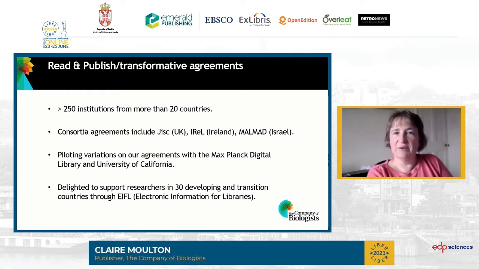So our Read and Publish agreements so far are covering more than 250 institutions from more than 20 countries. Our consortia agreements cover the UK, Ireland and Israel, and we've been piloting variations on our agreements with the Max Planck Digital Library and the University of California. And we were delighted to recently sign an agreement with IFL that helps us support researchers in 30 developing and transition economy countries. The sorts of positive feedback that we've had about our arrangements are transparent, cost-neutral pricing.